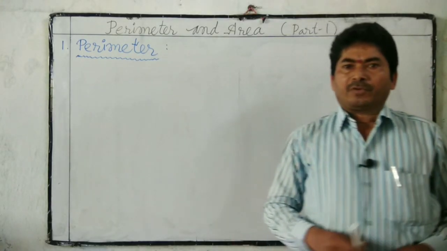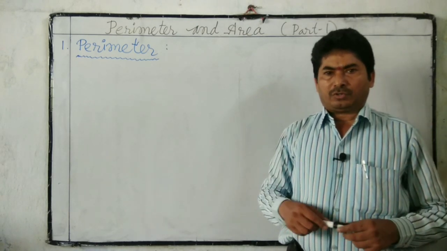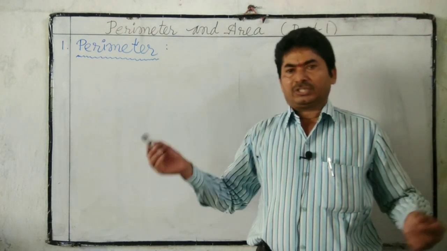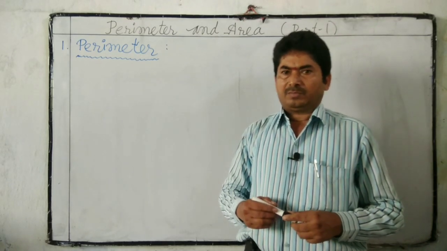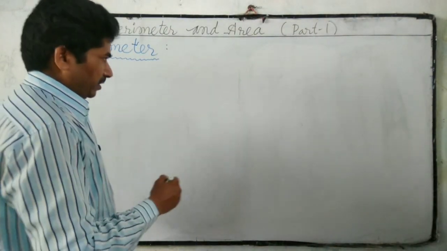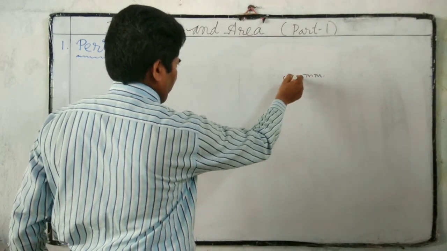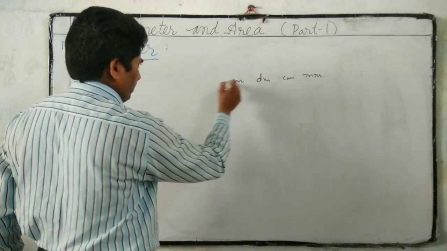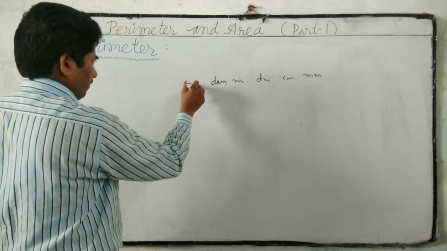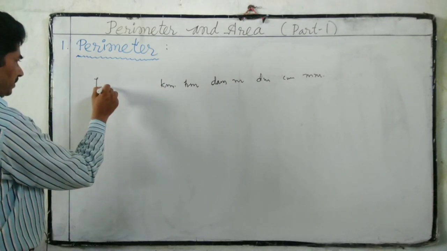First, perimeter. What is a perimeter? The length of a boundary of the closed figure is called its perimeter. Perimeter is measured in distance units, nothing but length units, units of length. Let us say units of length: millimeter, centimeter, decimeter, meter, decameter, hectometer, kilometer. These are units for measuring length.